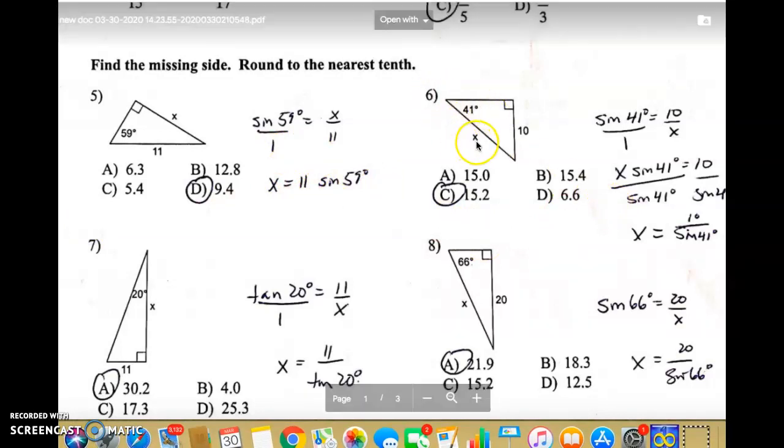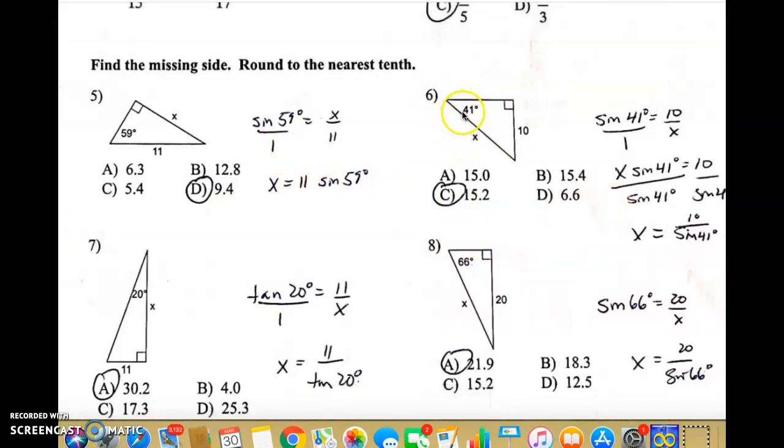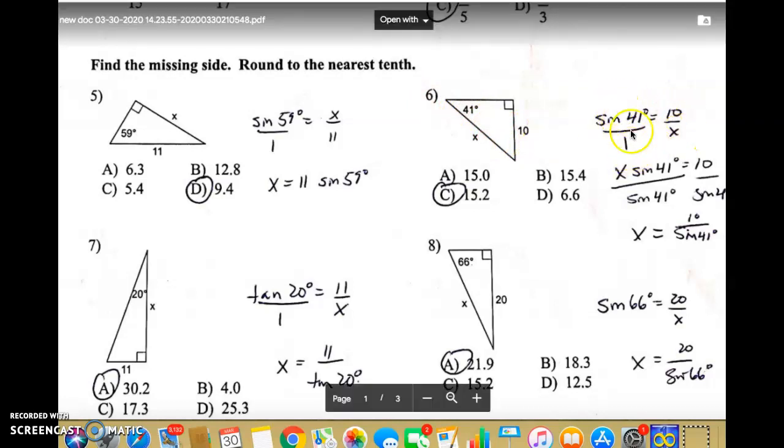So for 6, from 41, sine of 41 is 10 over x. Put that over 1. Cross multiply, so you get x sine 41 equals 10. From here, you can divide by sine of 41. You'll get 10 over sine 41 as your solution. And again, calculate that out, you get 15.2.